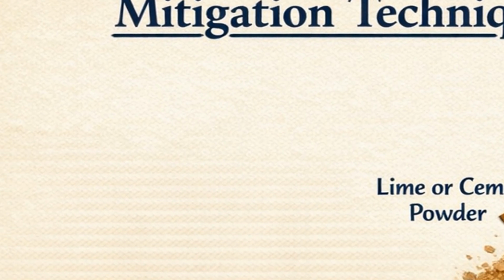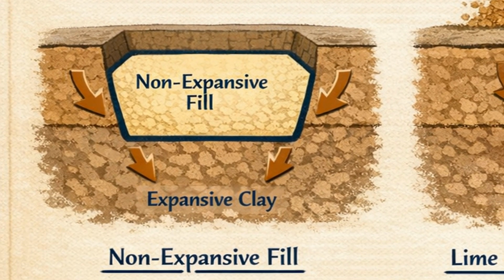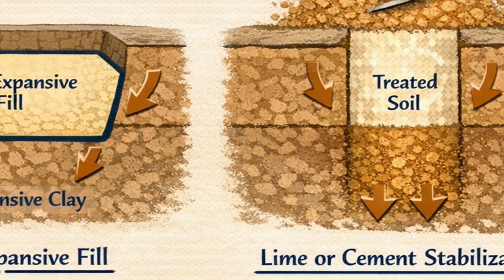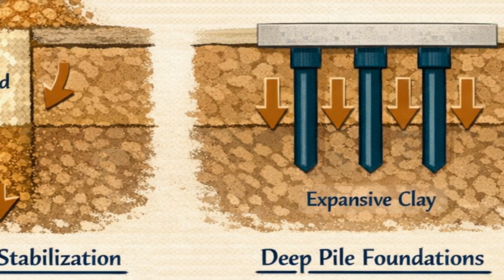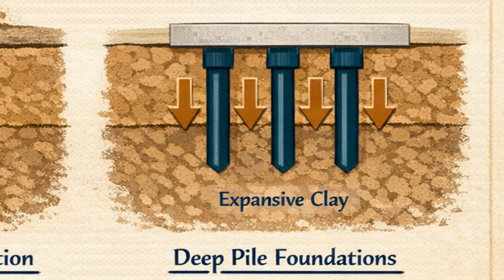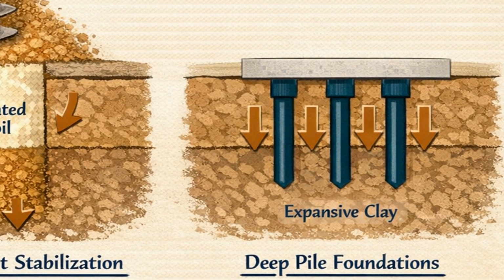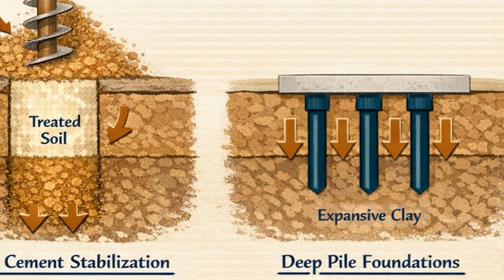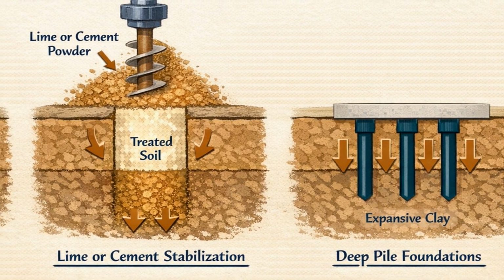Fortunately, we have ways to manage these tricky clays. Strategies include over-excavation and replacement with non-expansive fill, chemical stabilization, like lime or cement, or using specialized foundation designs like deep piles. Think of it as preparing the ground carefully, like a chef preparing ingredients before cooking, to ensure a delicious meal. Each method aims to control or eliminate the water interaction that causes the problematic volume changes.